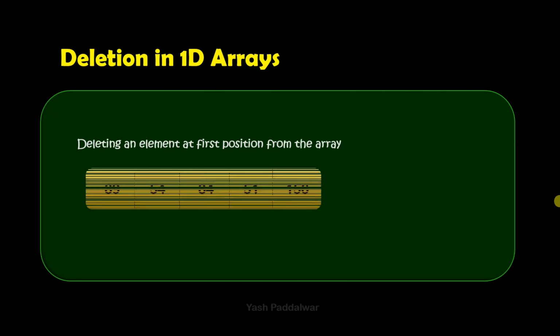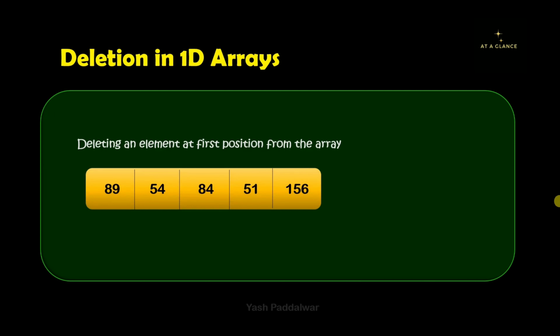So the first case is that we need to delete an element which is located at the first position inside the array. So let's take an example and visualize this. Let's say we need to delete the element which is located at index 0, which is 89. So the element is at the first position.